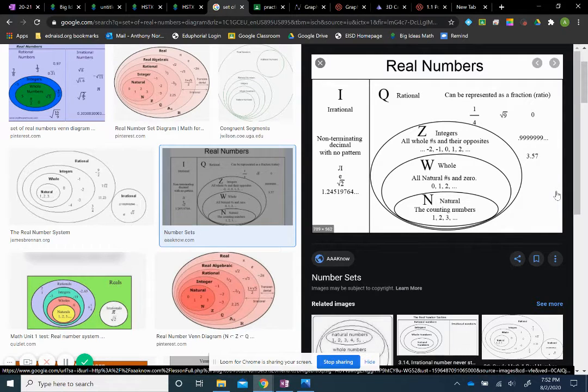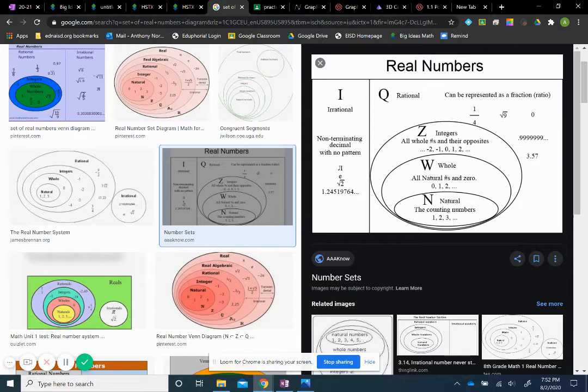Integers, it's just the number line. Negative numbers, positive numbers, 0. They're all whole numbers. So the next part is where things can get a little confusing.